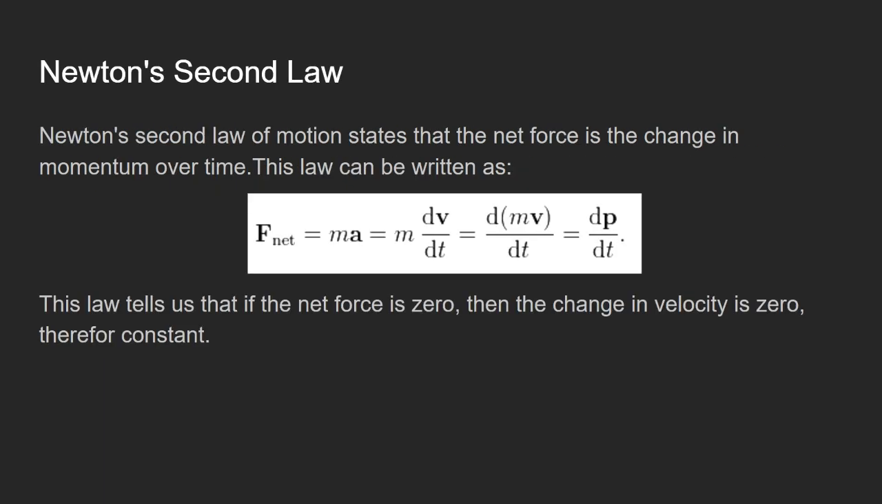As background knowledge, we need to know Newton's second law of motion. Newton's second law of motion states that the net force is the change in momentum over time. This law can be written as the equation shown in front of you: F net equals ma, also the change in momentum over change in time. This law gives us a couple bits of information. It tells us that if the net force is 0, then the change in velocity is also 0. Therefore, the velocity is constant.